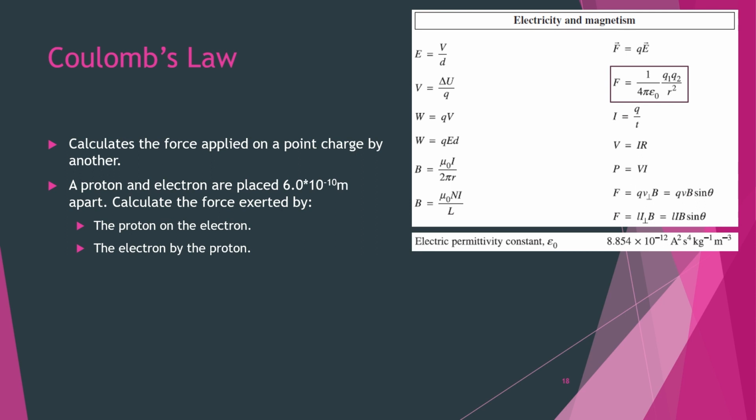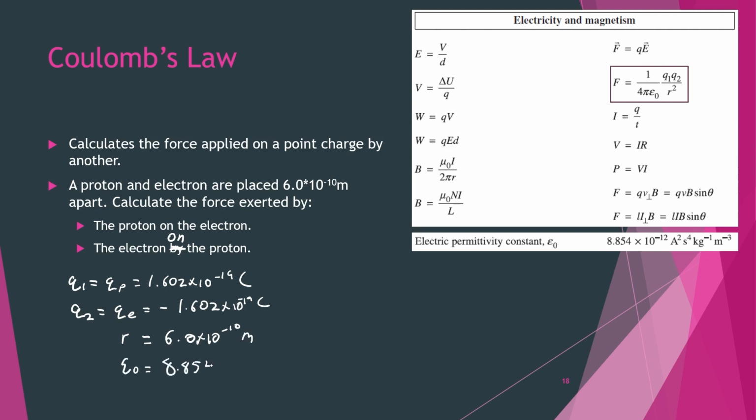In this question, we're being told that a proton and electron are being placed 6.0 times 10 to the negative 10 meters apart, and we need to calculate the force exerted by the proton on the electron and the electron on the proton. So for this, we'll be applying Coulomb's law, and what I'll be doing first is just identifying all of our variables. Note here I've said that Q1 is equal to the charge of the proton and that Q2 is equal to the charge of the electron.